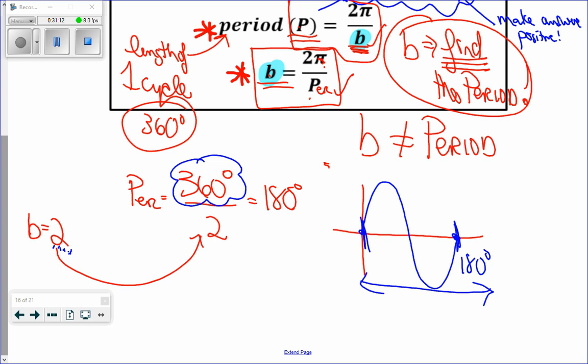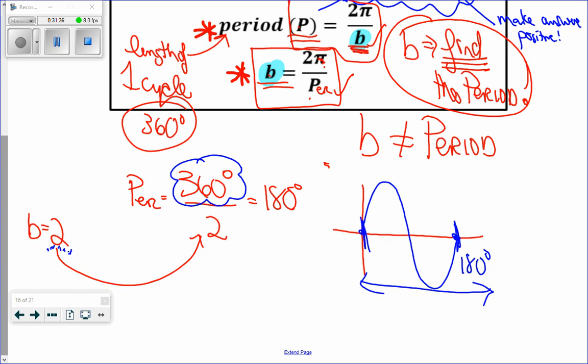The b value is not the period. The b value helps us find the period. And this is the hardest part of this unit, this one tiny little annoying concept. It is a guaranteed diploma exam question, probably 2.